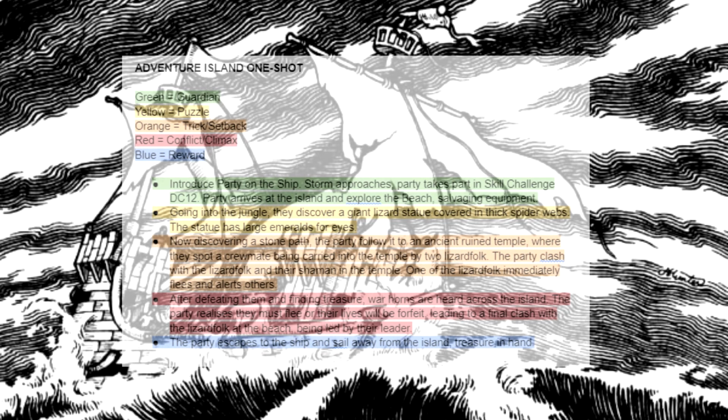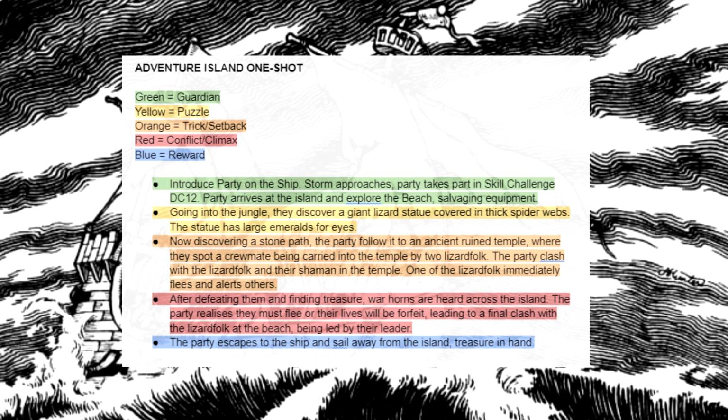Here is a plan I did for this one-shot. It's not a dungeon, but as you can see, I'm basically following the same method. It's just outdoors rather than indoors. You can see that the shore represents the entrance guardian, as it guards the island from ships and explorers. The statue is the puzzle with a possible encounter.